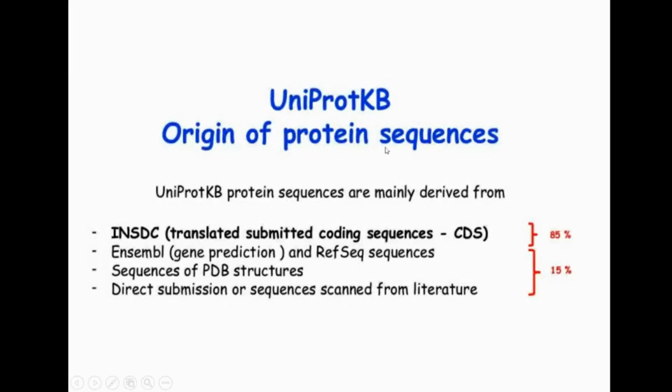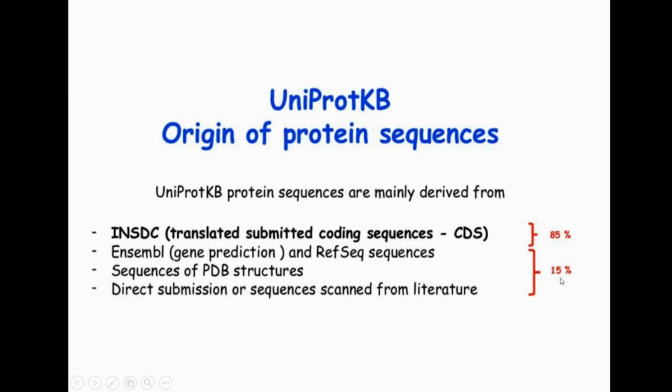The origin of protein sequences in the UniProt KB: 85% of the sequences come from the translation of the coding sequences present in INSDC. INSDC is the International Nucleotide Sequence Database Collaboration. GenBank, DDBJ, and the EMBL nucleotide database together form INSDC. So 85% of the sequences present in UniProt come from the translation of coding sequences present in the nucleotide databases.